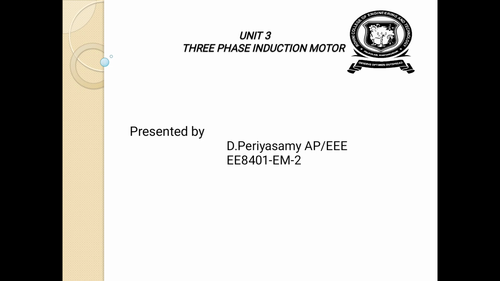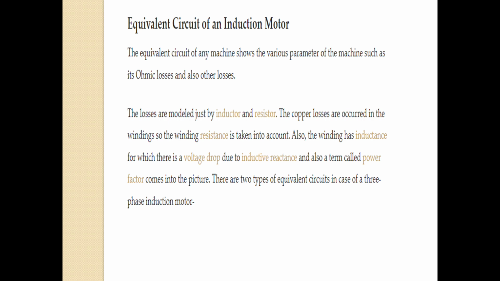Today we are going to discuss the topic of the equivalent circuit of induction motor. The three-phase induction motor is generally treated as a rotating transformer. The transformer has two windings: one is the primary winding and the other is the secondary winding. Similarly, in the induction motor, the primary winding is the stator and the secondary winding is the rotor.